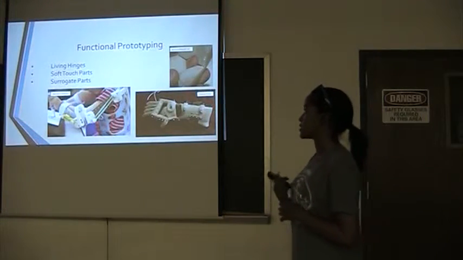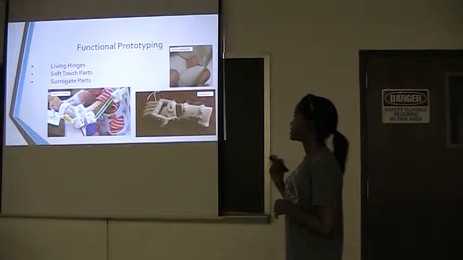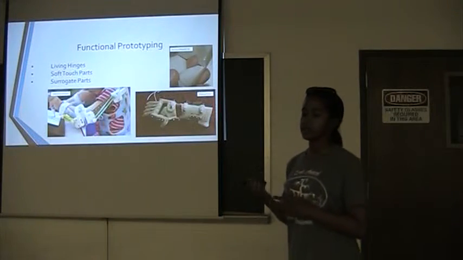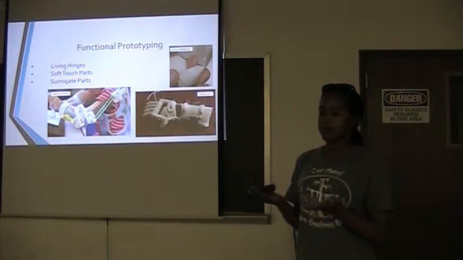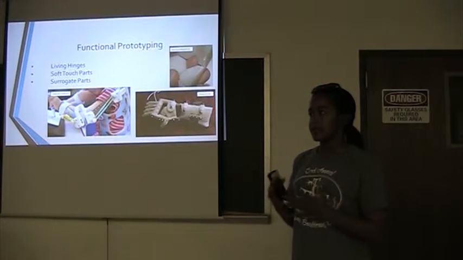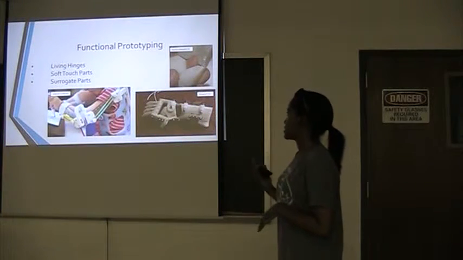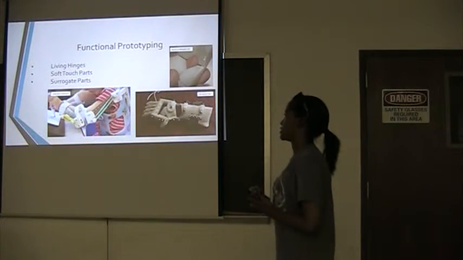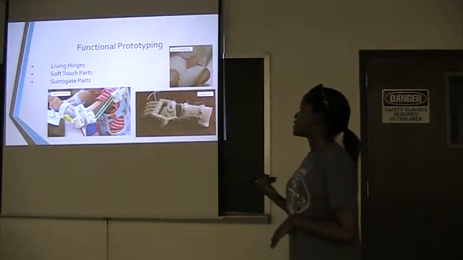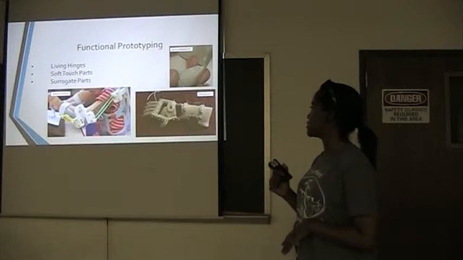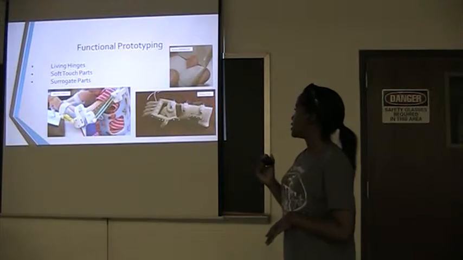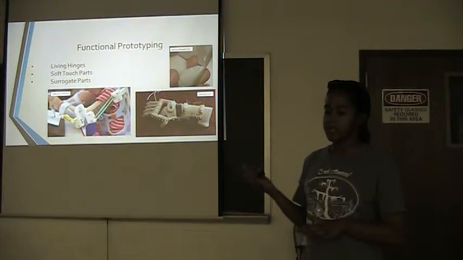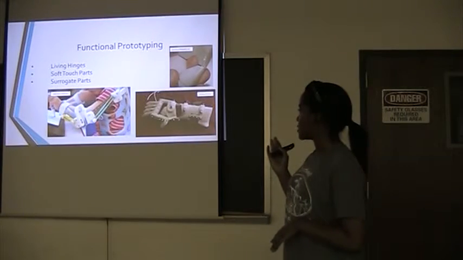For functional prototyping, you can print moving hinges. So instead of having to create different pieces for the hinge, they can just print a curve using the plastic, and it's easier that way. They have soft touch parts and surrogate parts. So it can be used for prosthetics, as seen in the bottom right hand corner.